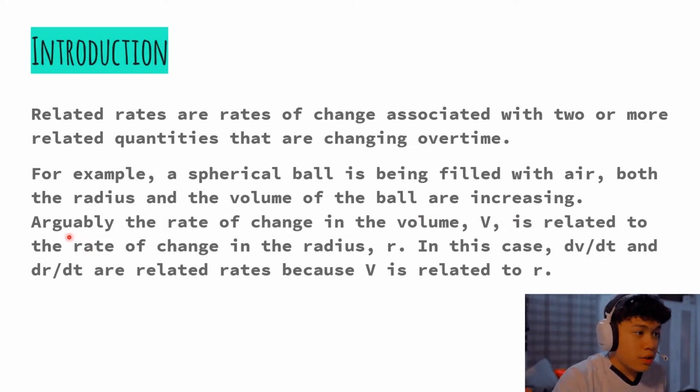So arguably the rate of change in the volume, which is V, is related to the rate of change in the radius, which is R. In this case, the rate of change of the volume, dV over dt, and the rate of change of the radius, dr over dt, are related rates because V is related to R.